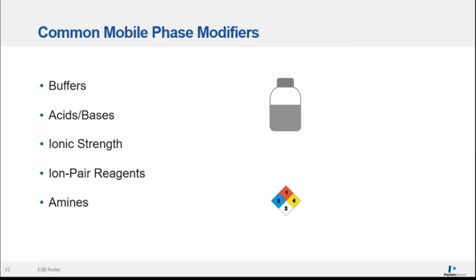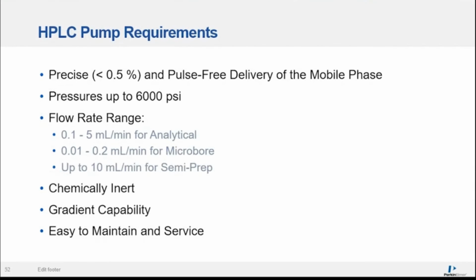Moving on to the next component of our system, let's talk about the pump. The requirements for the pump are that it gives us precise and pulse-free delivery of the mobile phase. The pressures for an HPLC are typically up to 6,000 psi. A UHPLC can go up to 18 or 20,000 psi.